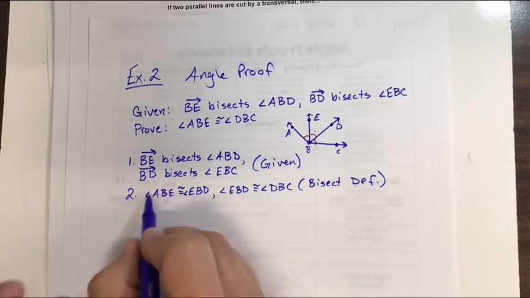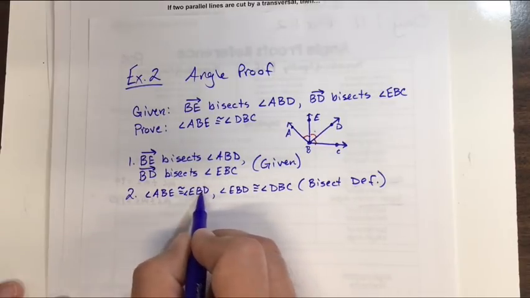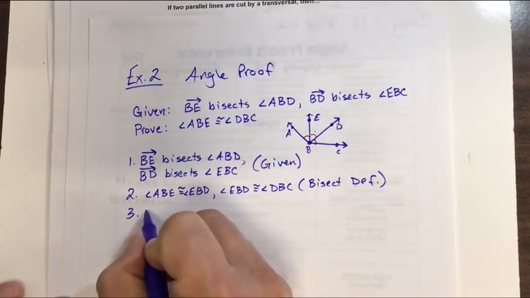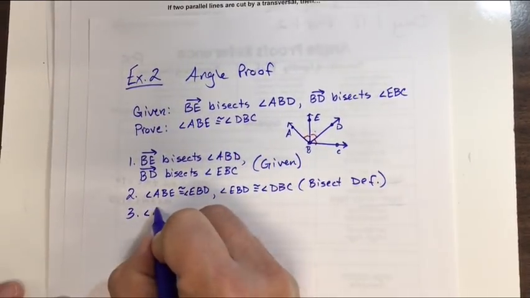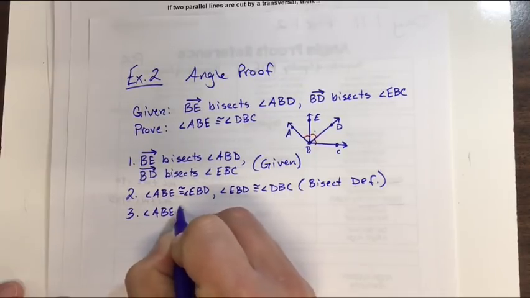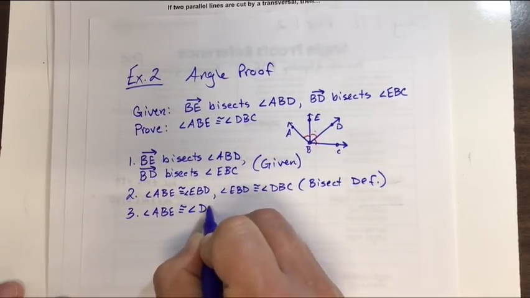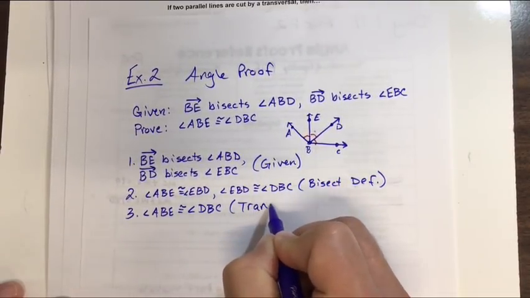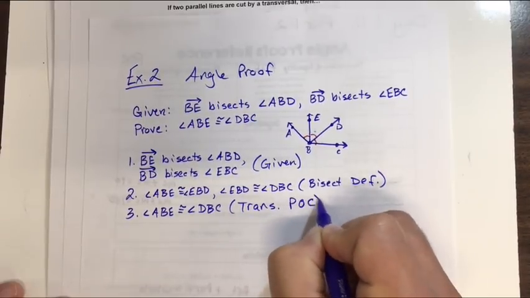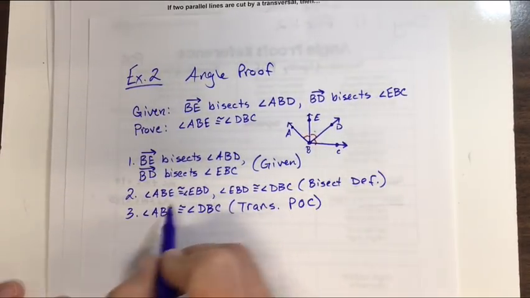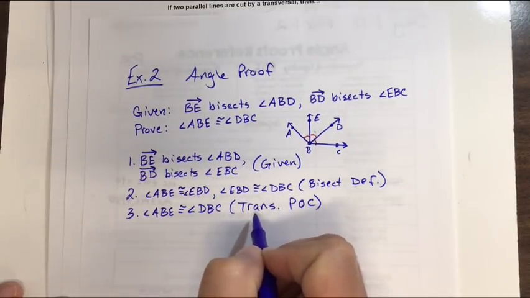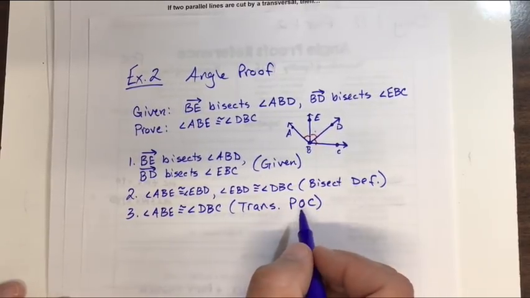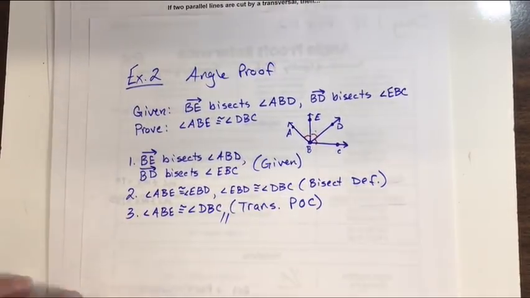Well, look at this. We've already said one angle is congruent to a second angle. That second angle here is also congruent to a third angle. That's enough to say that these first and third angles are congruent. Angle ABE is congruent to angle DBC, which is what I was trying to prove. The reason is the transitive property of congruence, or trans POC, which you'll remember is kind of like substitution for congruence. Okay, we don't actually call it substitution because there is no substitution property of congruence. I have to use what's called the transitive property here. And that's what I was trying to prove, and that finishes that proof.